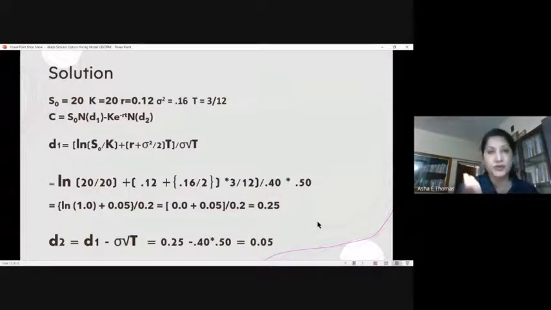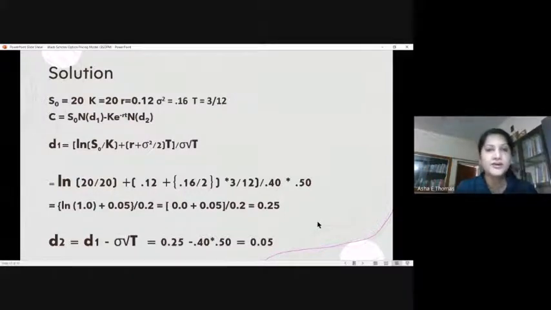I've just taken out the values from the question. S naught here is 20. The strike price in this particular case is 20, so we have put it as 20. K is again the strike price. S naught is the spot price and K is the strike price.